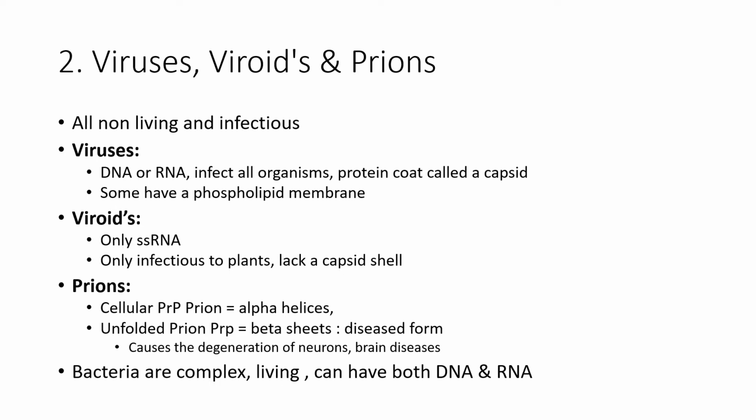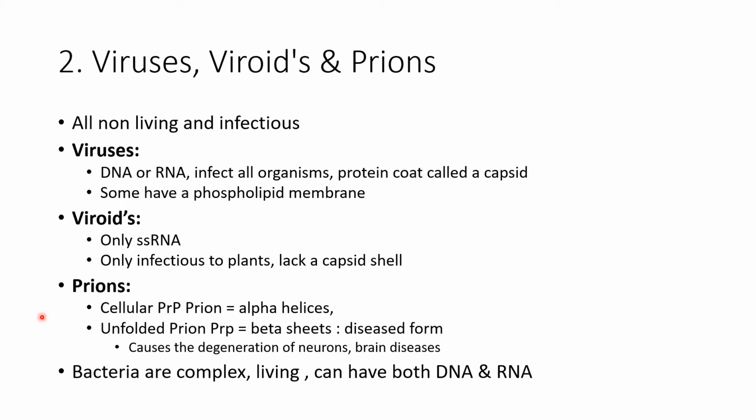The second question addresses the similarities and differences between viruses, viroids, and prions. First, they are comparable because they are non-living and infectious. Viruses can be either DNA or RNA, but not both, and infect all organisms. Its extracellular state is complete and known as a virion. The nucleic acid has a protein coat called a capsid shell. Some are also enveloped by a phospholipid membrane. Viroids differ in the fact that they are only infectious to plants and lack a capsid shell. They only possess single-stranded RNA as well.